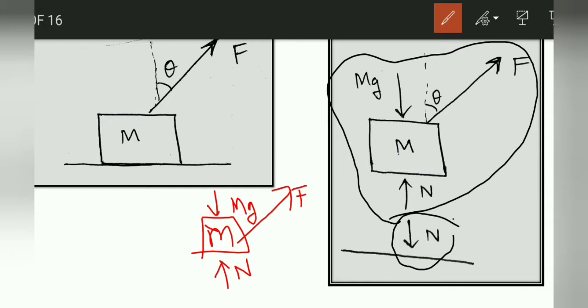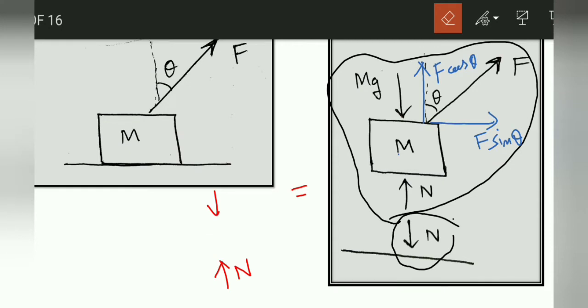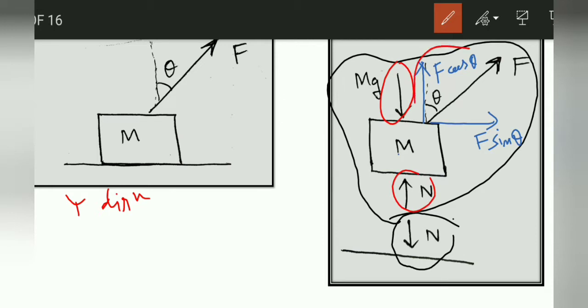Now, let me resolve this F into two components. This will be F cos theta. This will be F sin theta. This is simple trigonometry, and I hope you can understand how we resolve this into F cos theta and F sin theta. Now, is this in equilibrium? Since there is no force acting on the, so there is no net force or no acceleration. Okay, we don't know whether this is in equilibrium or not. Now let's see. In the x direction, in the y direction, what are the forces? We have mg, we have N, we have F cos theta.